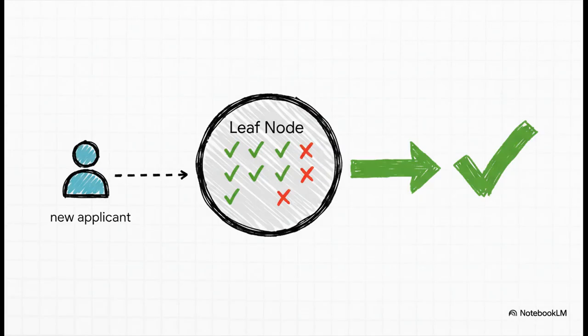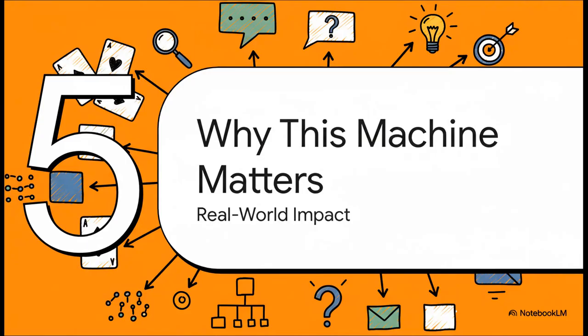And the way it makes the final call is actually super simple. It's just a vote. The machine just looks at all the historical people who ended up in that exact same leaf. So, if 80 of them were approved and only 20 were rejected, well, the majority wins. The prediction for our new applicant is approved. Simple as that. So we've gone pretty deep into how this 20 questions machine works.